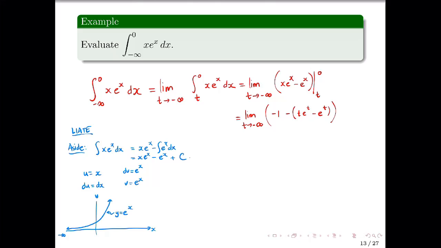So as t approaches negative infinity, this e to the t will go to 0. The value of e to the t, as t goes to negative infinity, will just go down and down and down. And you know that the function y equals e to the x is asymptotic to y equals 0. This guy here will go to 0. On the other hand, in here, we will have what? t will go to negative infinity, e to the negative infinity will go to 0. This guy here will give you an indeterminate form.